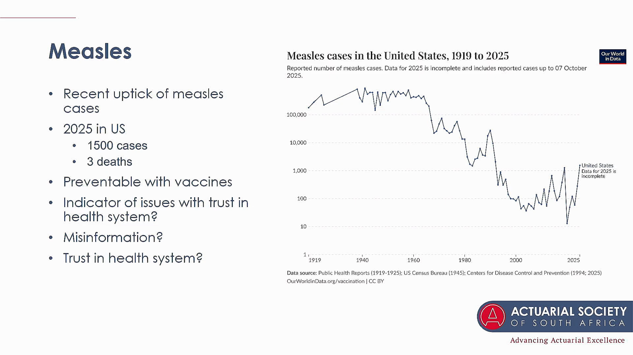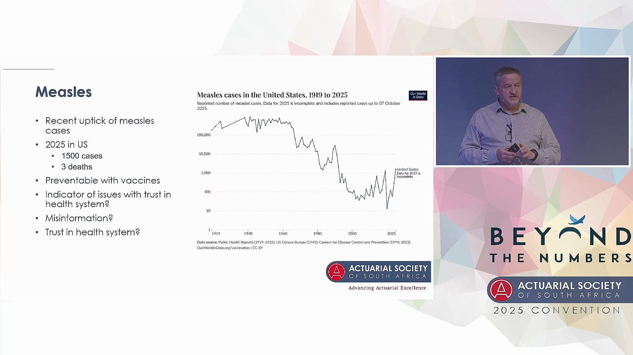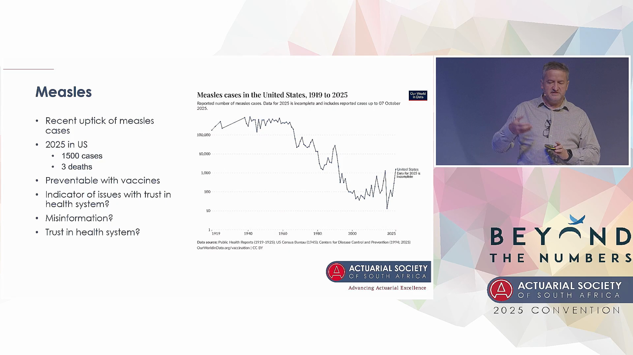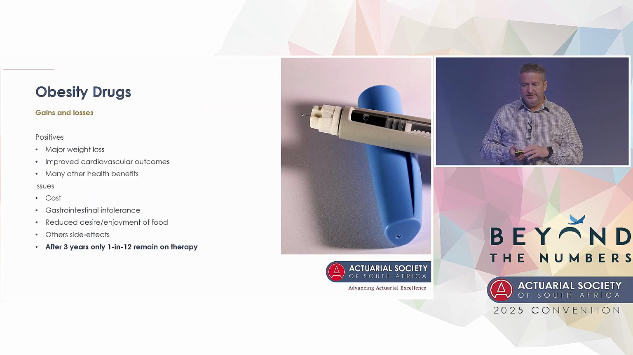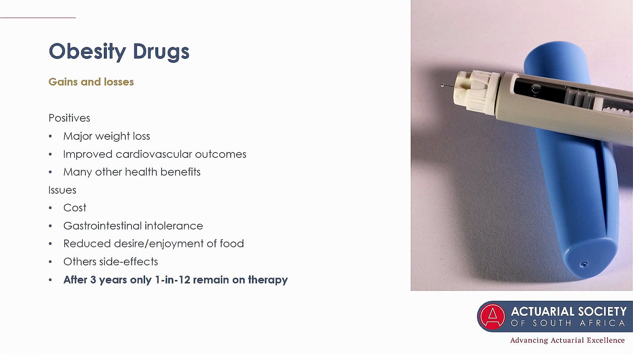Now, there's only been 3 deaths, so we don't have to be completely alarmed at this point, but it's rather odd to have a disease that's quite preventable and people not taking the vaccines that stop this disease. So this indication of trust and misinformation and trust in the health system is really a problem that might grow for us in various other places as well. Okay. Some of the good news, somebody already spoke about it, so I'm not going to cover this in great detail.